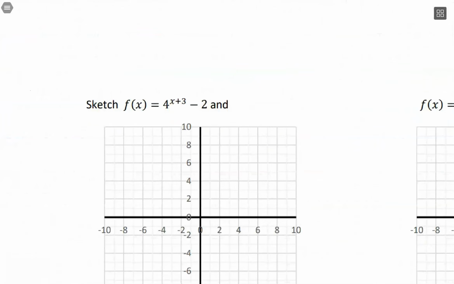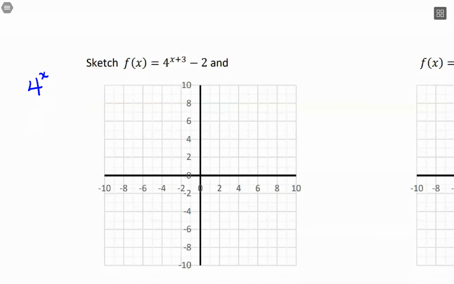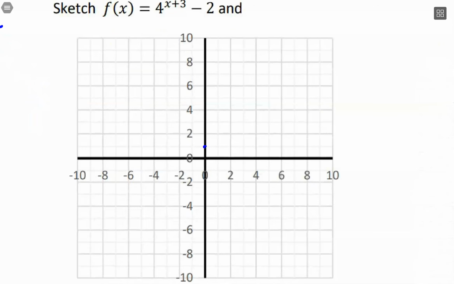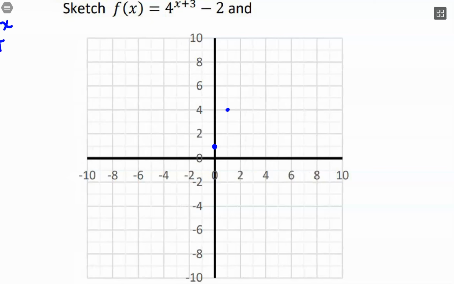Okay, for this one, our basic function will be 4 to the x. So this will be exponential growth with a factor of 4. So we have 0, 1, 1, 4, 2, 16, which is off the page, and then it'll get close down there. So the basic function looks something like this.